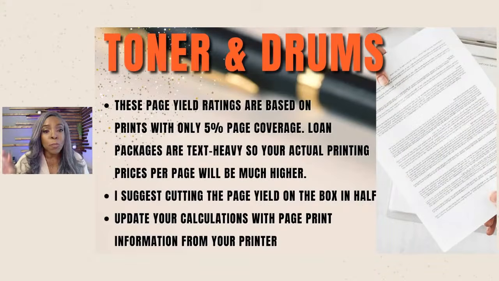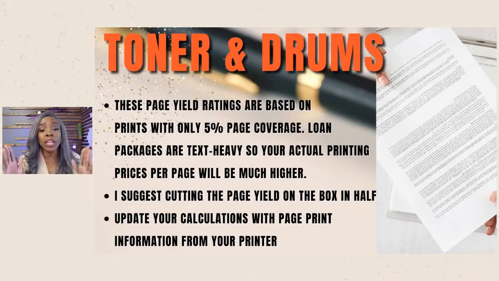However, those page ratings are based on prints with only 5% of the page covered. Loan packages are very text heavy. So your actual printing cost per page is going to be higher because you're going to use more toner per page. So I suggest cutting the page yield that you see on the box in half. If it says you're going to get 5,000 pages, you're really only going to get about 2,500, because of the amount of toner you're going to use on each page.